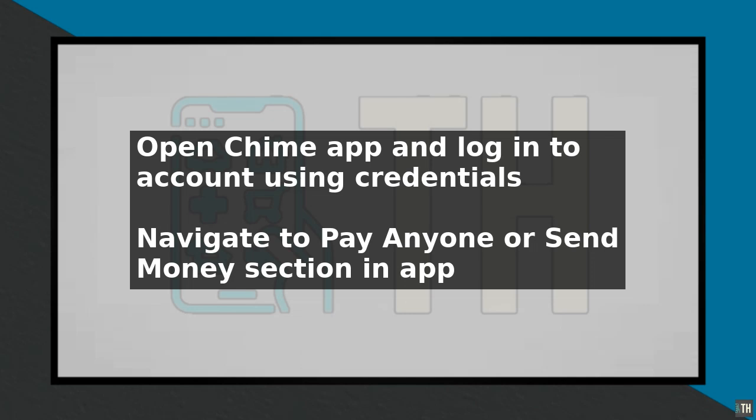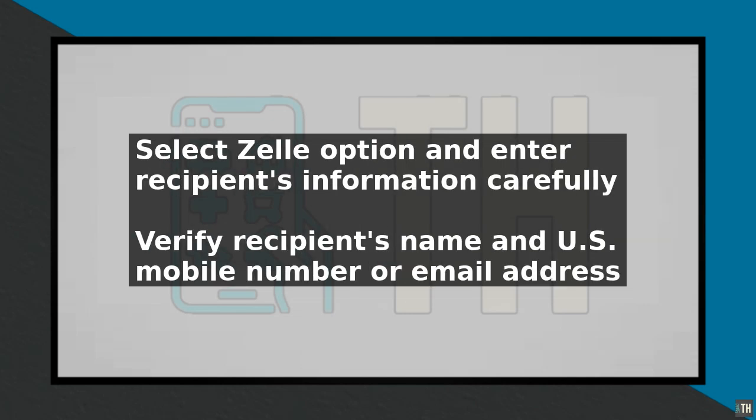In this section, you will see the option to send money using Zelle. Select this option to proceed. You will then be prompted to enter the recipient's information, including their name and U.S. mobile number or email address associated with their Zelle account. It is crucial to verify that the recipient's information is accurate to avoid any potential issues with the transaction.